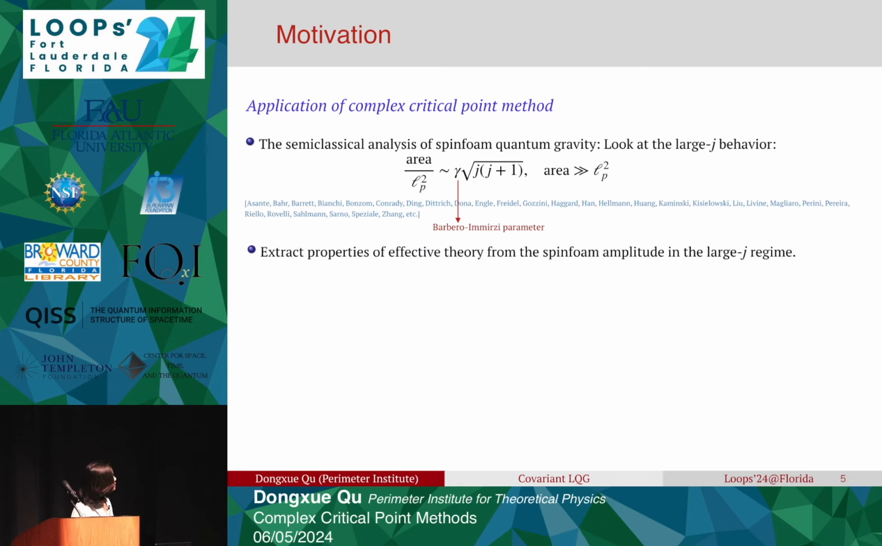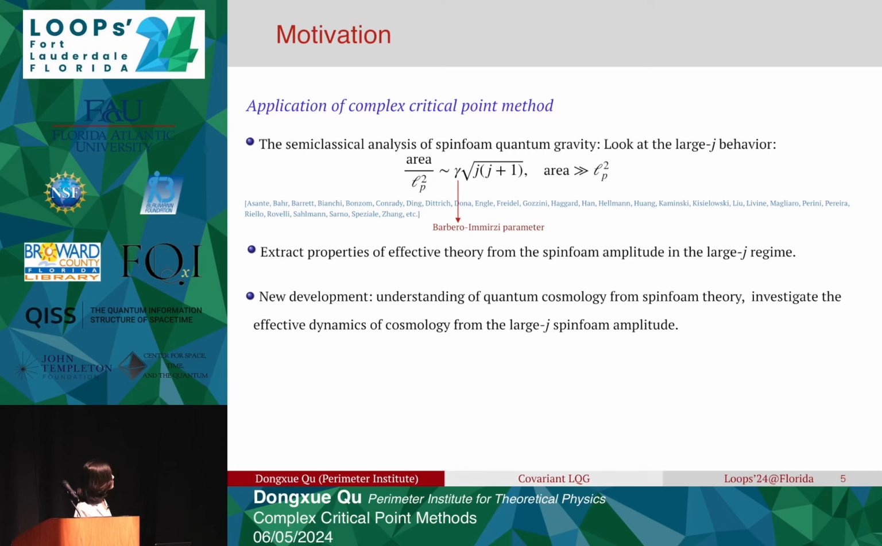One of the interesting things to use the complex critical point is to extract the properties of effective theory from the spin form amplitude in the large j regime. And recently, we have some new developments. We use the method of complex critical point to develop better understanding of the quantum cosmology from the spin form theory and investigate the effective dynamics of cosmology from the large j spin form amplitude.